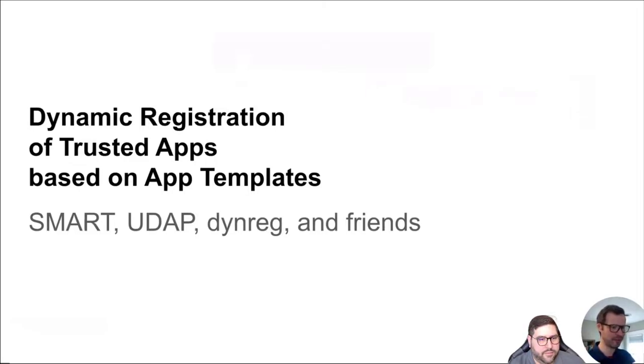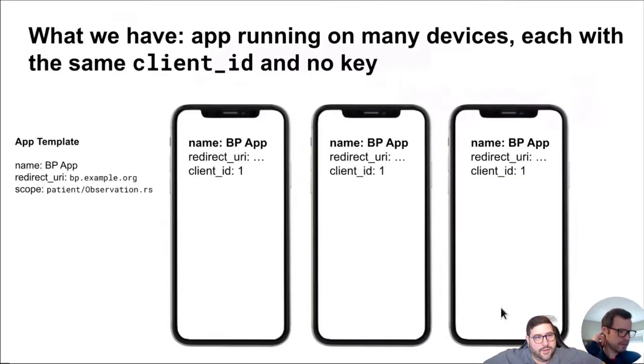So before I dig in with a little bit of a slide deck overview, anything you want to share, Gino, to orient folks to this work? I think you covered it. It's just for registering applications dynamically so that they can go through and do a SMART app launch on behalf of users without registering the applications directly ahead of time with the providers. So for level setting. Awesome.